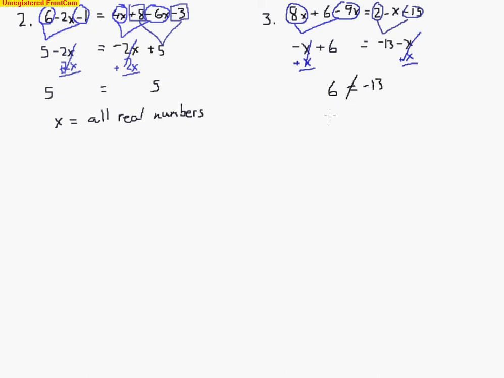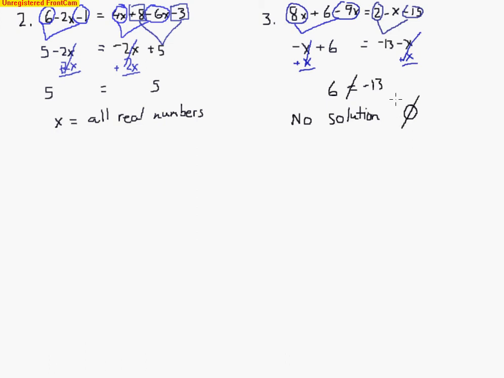So what we say here is not that x is all real numbers, because it's not. X can't be any number. And so the way we represent this is with two words. We say no solution. X cannot be any number. X is not any number, and so no solution signifies that. And there's a symbol we can use for no solution, and that's 0 with a slash through it.